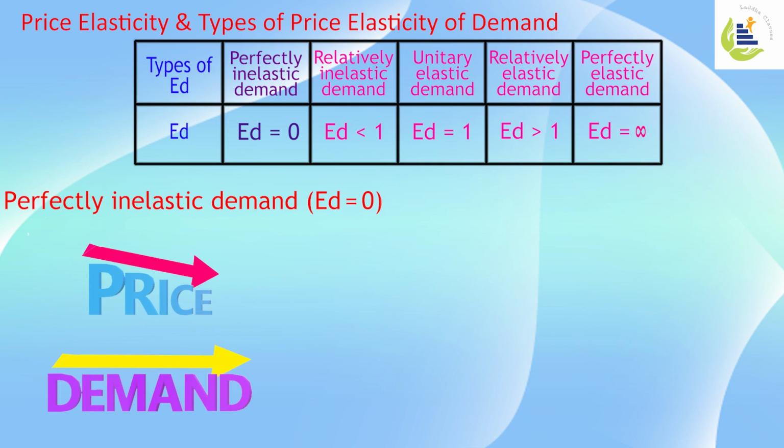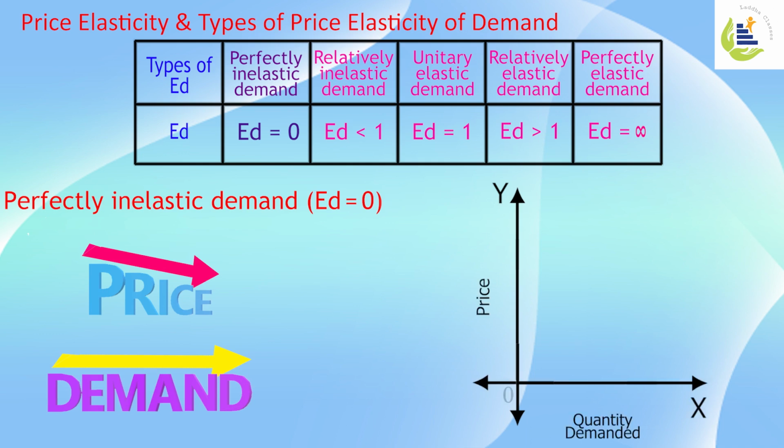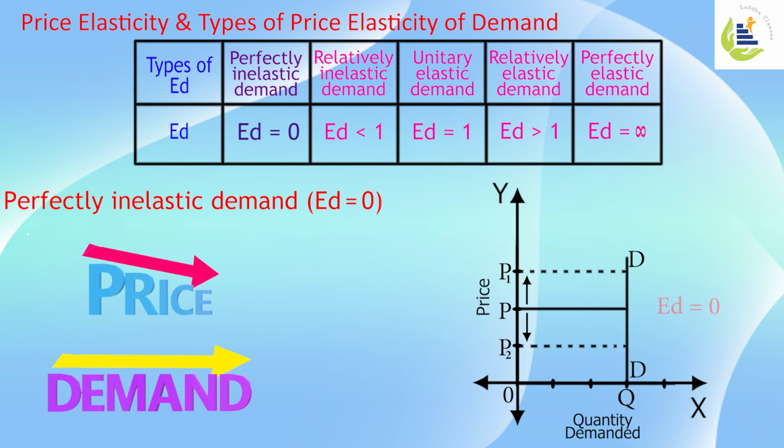Graphically, let's say on the y-axis you have price, and on the x-axis you have quantity demanded. So when price changes happen, there is no change in the quantity. If I simply join those points, I see a line parallel to the y-axis. So for perfectly inelastic demand, where price elasticity of demand is 0, which typically happens for necessary goods like salt and electricity, the graph is parallel to the y-axis. It's a vertical line.